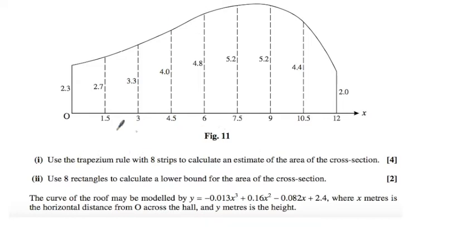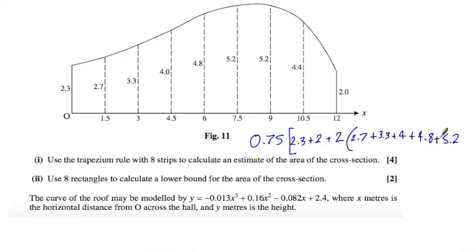So the way I think of it, it's half the height. So our height is 1.5, so half is 0.75. And then I think of it as the first y value plus the last y value plus 2 times all the y values in the middle. So the first was 2.3, the last was 2. In the middle we've got 2.7, 3.3, 4, 4.8, 5.2 and 4.4. Sorry, mine's a bit messy.